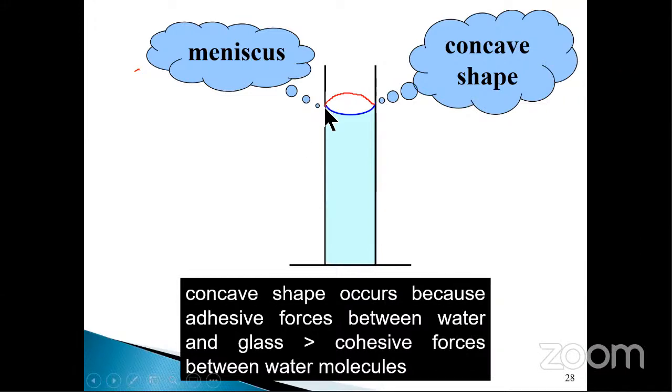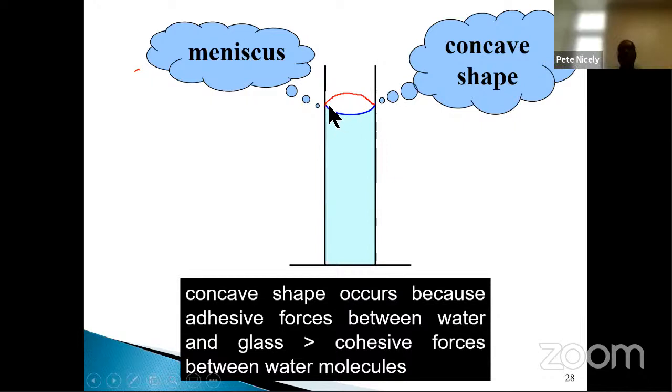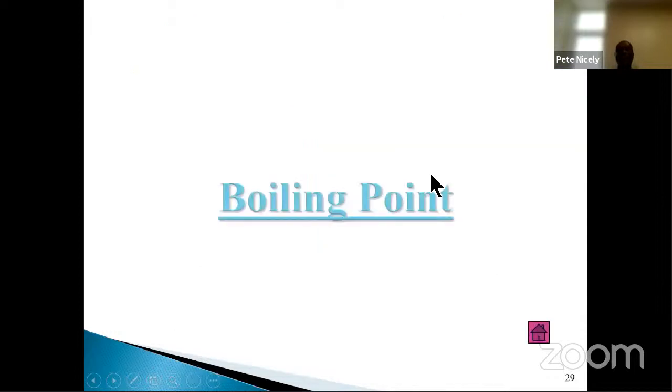The shape would look something like this in the case of water, because the adhesive forces would be stronger than the cohesive forces. But in the case of a liquid like mercury, the shape would look like this, and that's because the opposite is true. In other words, the cohesive forces will be greater than the adhesive forces.